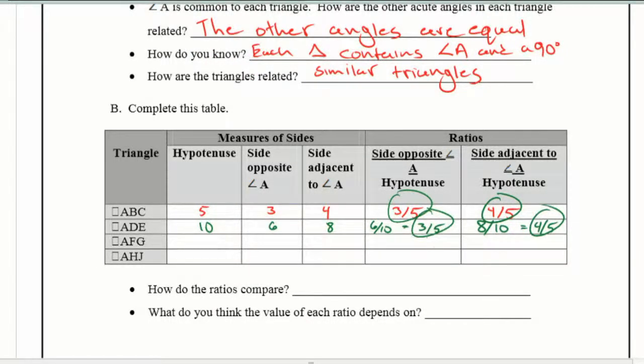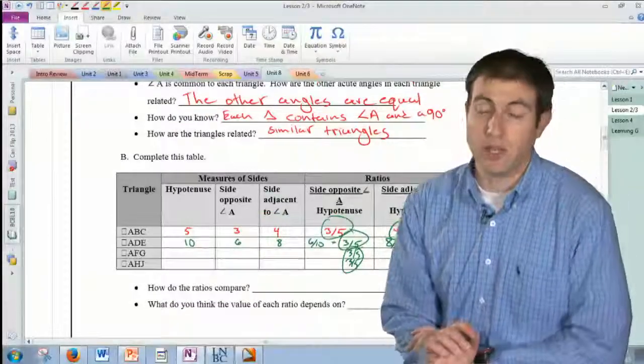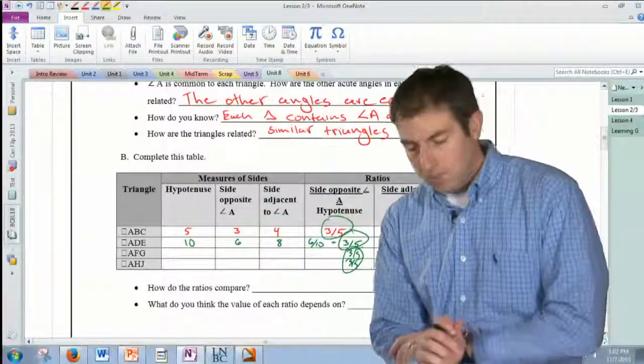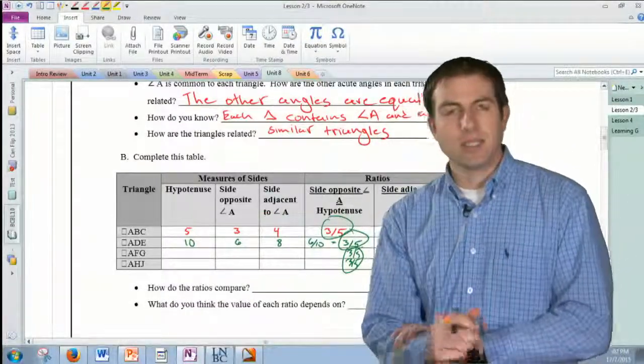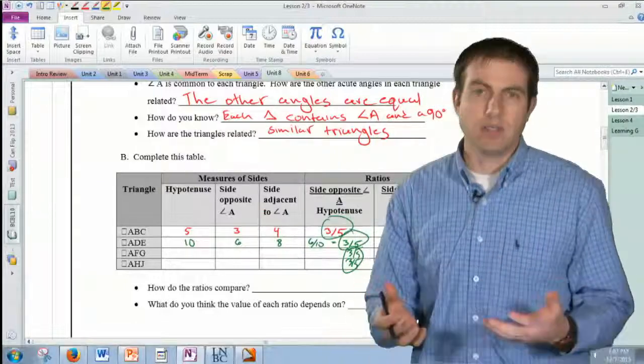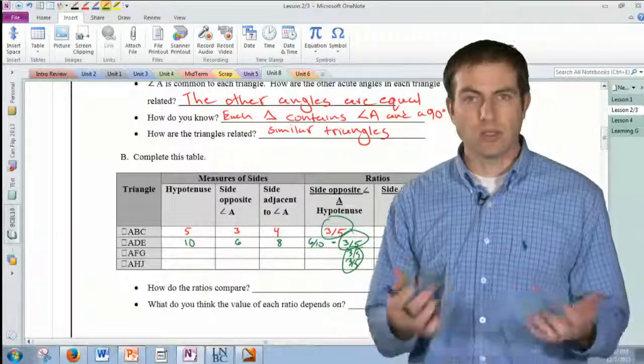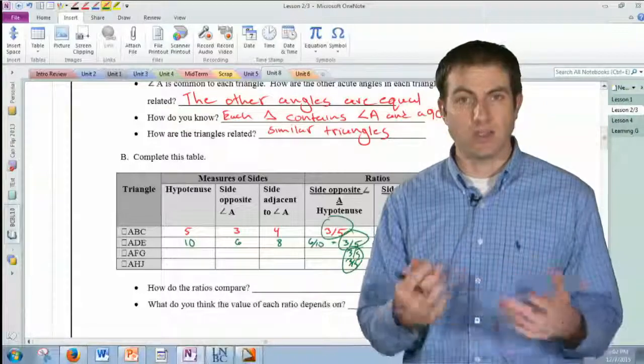And if you did the other two triangles, you would find that you'd end up with 3 over 5 and 3 over 5 and 4 over 5 and 4 over 5. So if you want to pause the video and just verify that, you could go ahead and do that. Or you could take my word for it. And this isn't, like I said, just chance. This is what happens. These triangles are all similar. The ratios of their sides are the same.